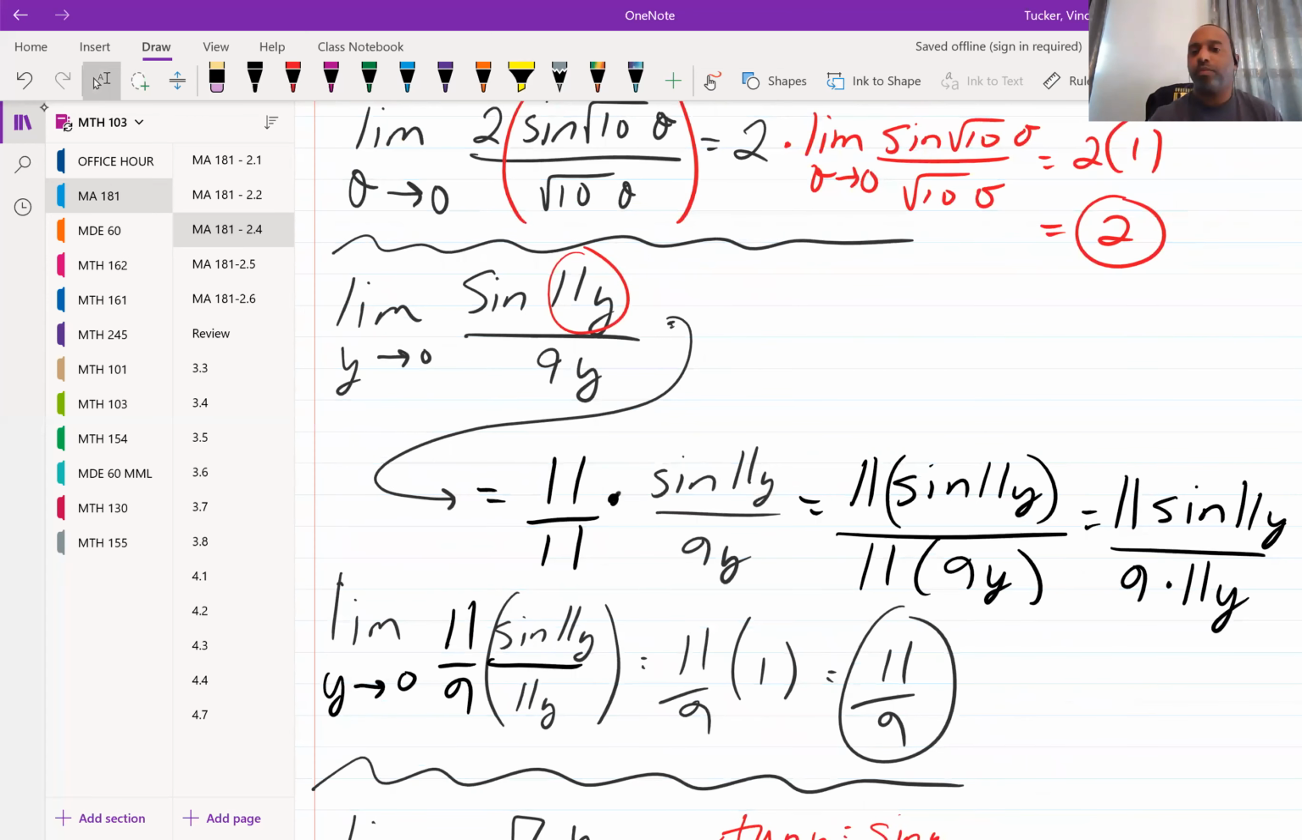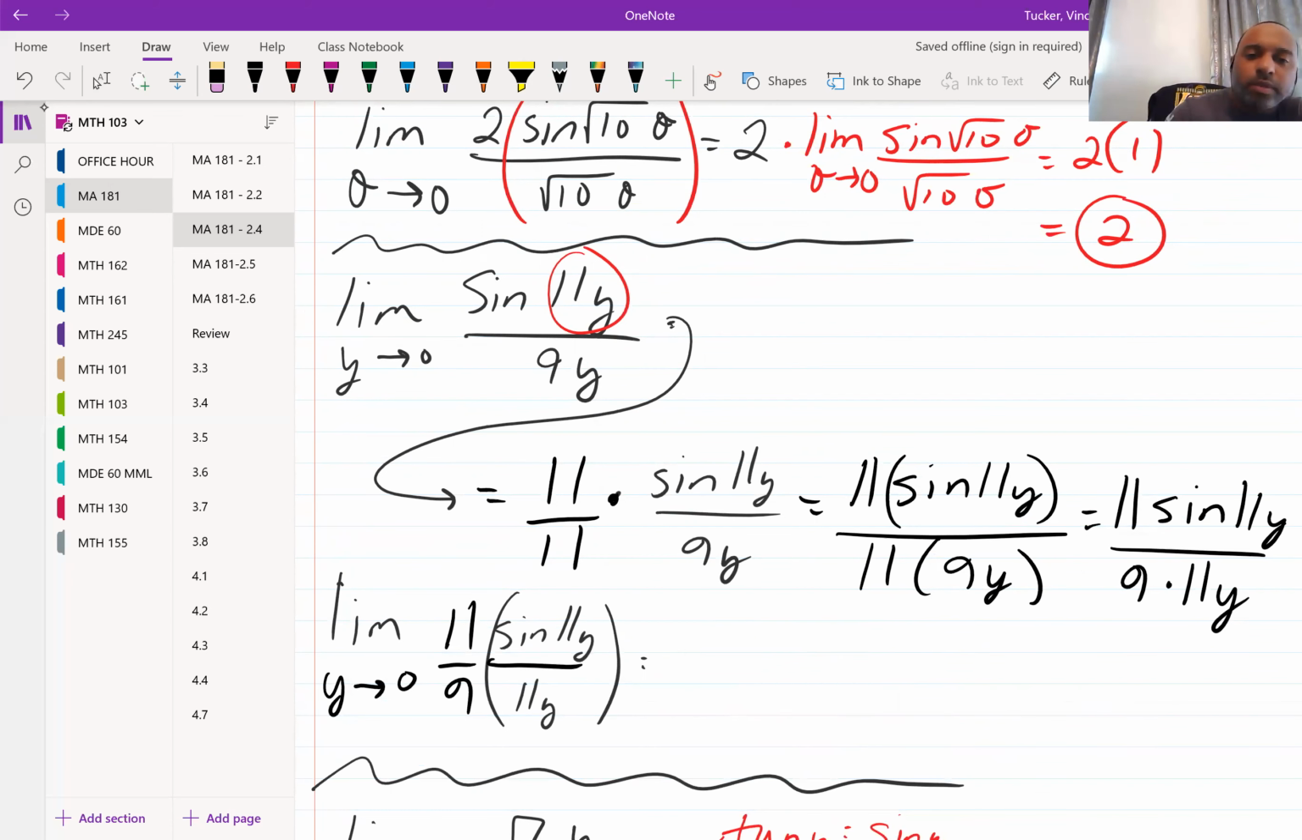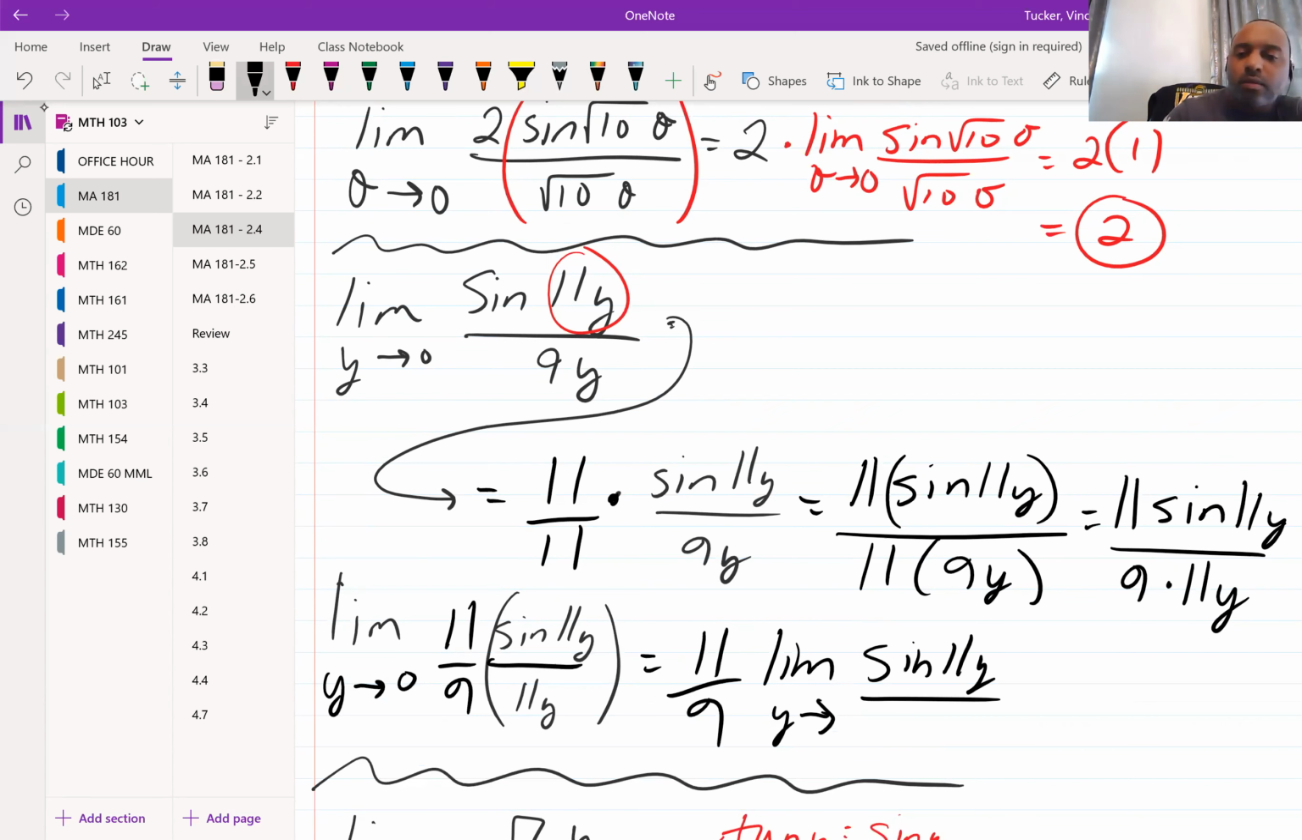All right, so we have 11 times sine 11y over 9 times 11y. And just like with that 2, bring that 11 over 9 to the front and just apply the limit. Sine 11y over 11y, that'll be 11 ninths times 1, which is 11 ninths.